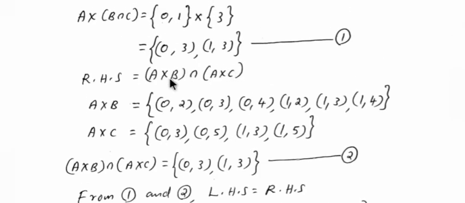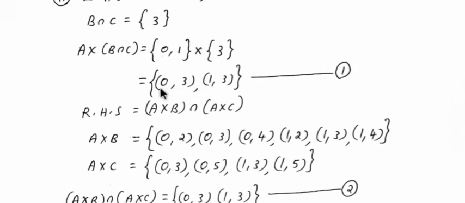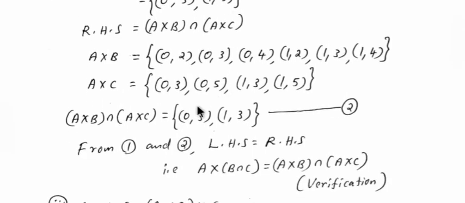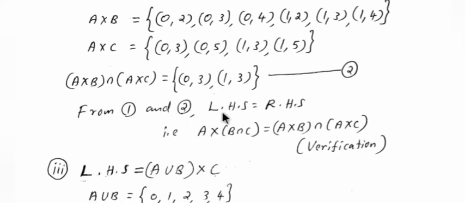Since here RHS is over, then compare first equation and the second equation. In first equation, this is a set. In second equation, this is a set. These two sets are equal here. Therefore, from 1 and 2, we can write LHS is equal to RHS. That is A cross B intersection C is equal to A cross B intersection A cross C. It is verified.